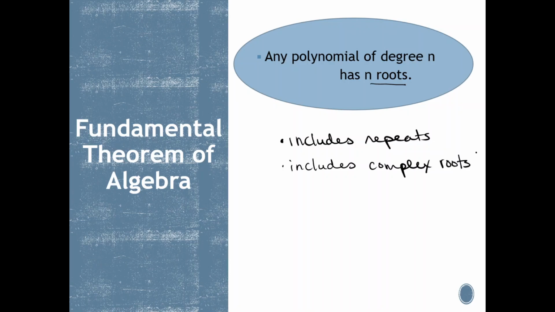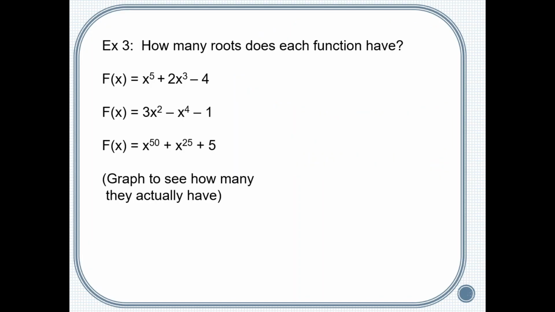Okay, so if we have a graph of the function, we may not see all of these roots as actual intercepts on the graph. Okay, so let's take a look at that. So this first one has degree 5, so there are 5 roots. This one is a degree of 4. Make sure you grab that largest exponent, so it has 4 roots. And this one will have 50, because that is its degree.